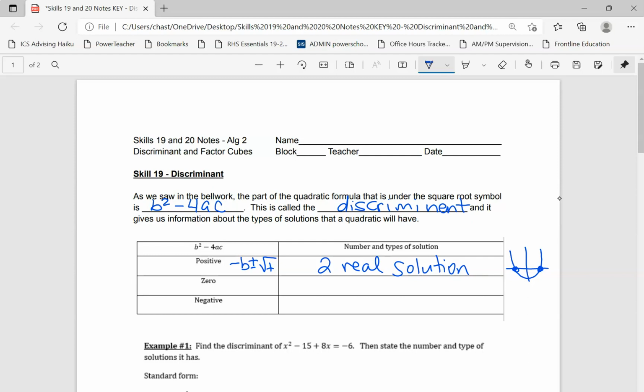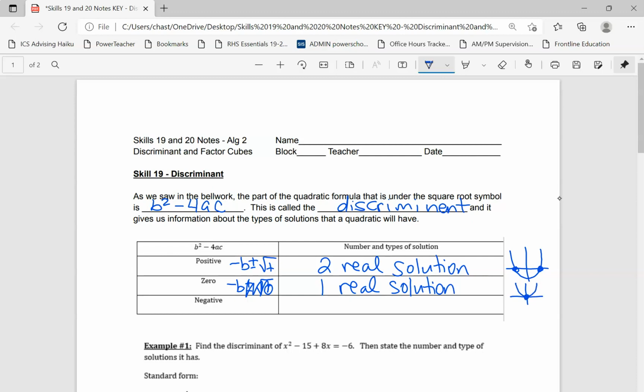If the discriminant equals 0, that means we have the square root of 0. That means that plus or minus won't really do anything. So it's like the plus or minus are gone, and we just have one real solution. And what that means on our graph is that it's going to touch the x-axis in one spot.